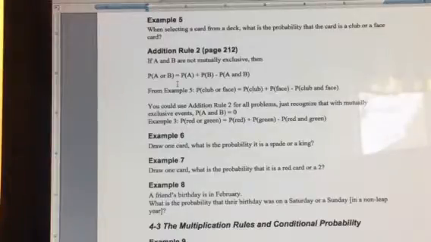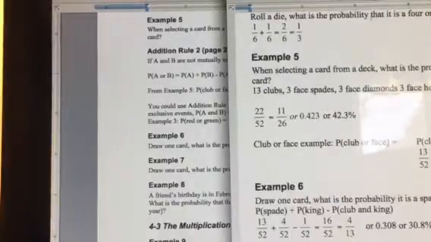So if we want to do this by classical probability, first thing we would do is calculate our sample space. We have 4 suits, 13 cards each. That's 52 cards total. So our sample space is 52. Denominator is 52. And actually, I can pull up here the solution to this, example 5.